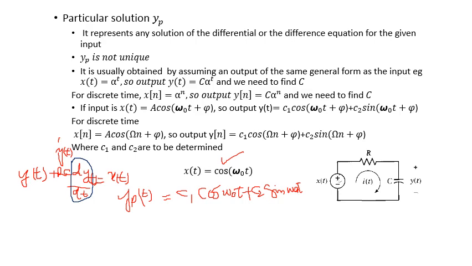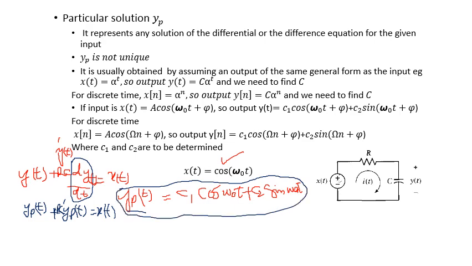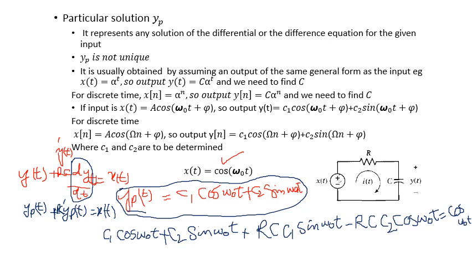So if I replace y of t by y p of t, I can write y p of t plus RC times y p prime of t, and also we have RC, which I forgot, equals x of t. So if I replace y p of t by this value, c1 cos omega naught t plus c2 sin omega naught t, I put the values here. So you see that this is y p of t plus derivative of RC times y p of t equals x of t.